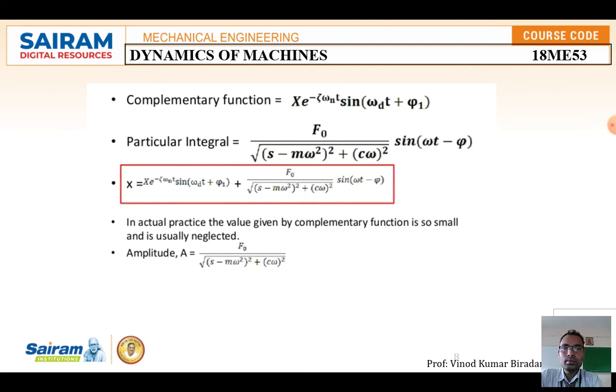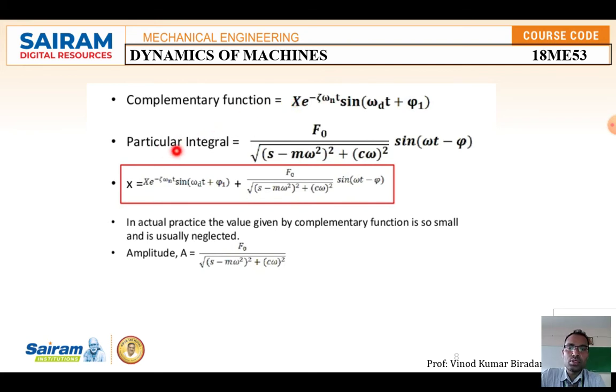After solving, we have derivations also. After solving, you are going to get the complementary function, that is x equals capital X e to the power minus zeta omega n t sin of omega d t plus phi 1. Here phi is the phase angle, and omega d is the damped natural frequency. This is the time period. Zeta is the damping ratio, omega n is the natural frequency, and X is the maximum displacement.